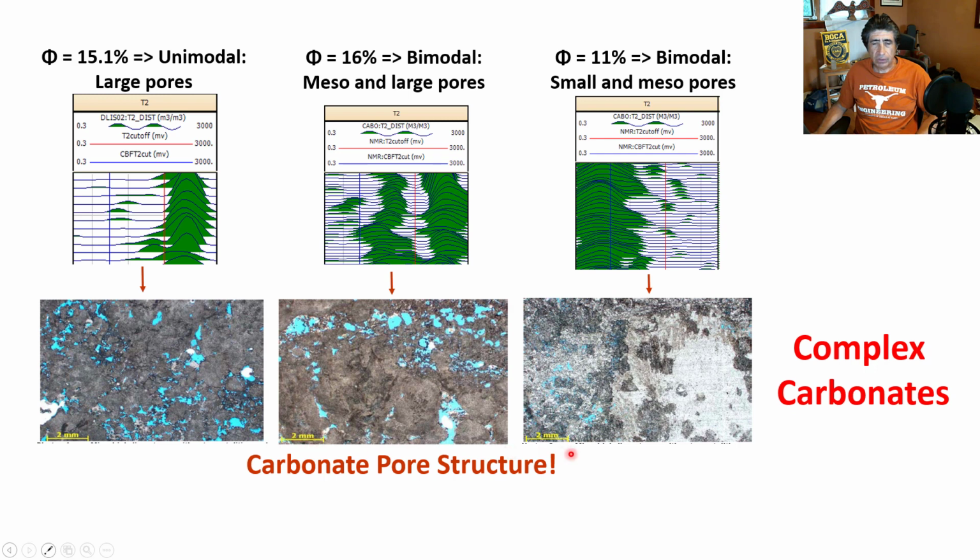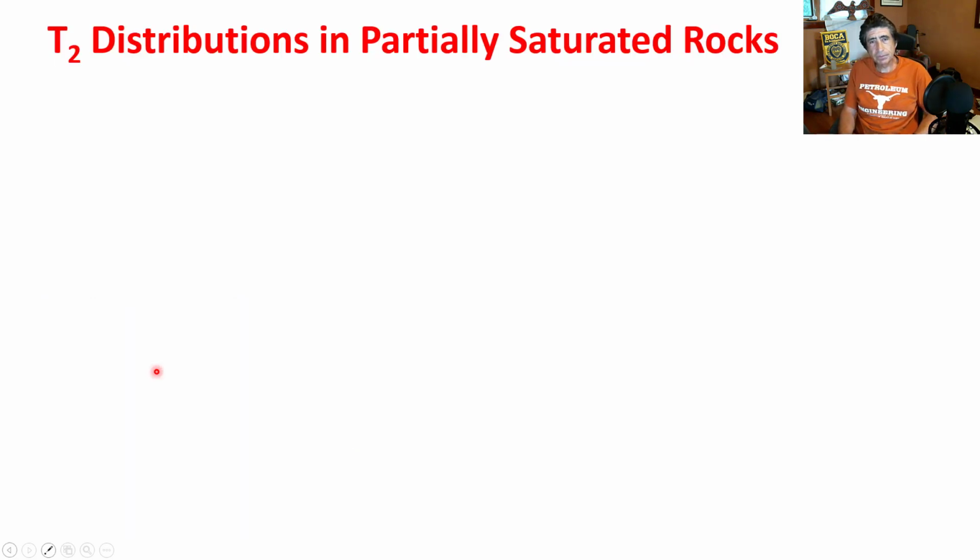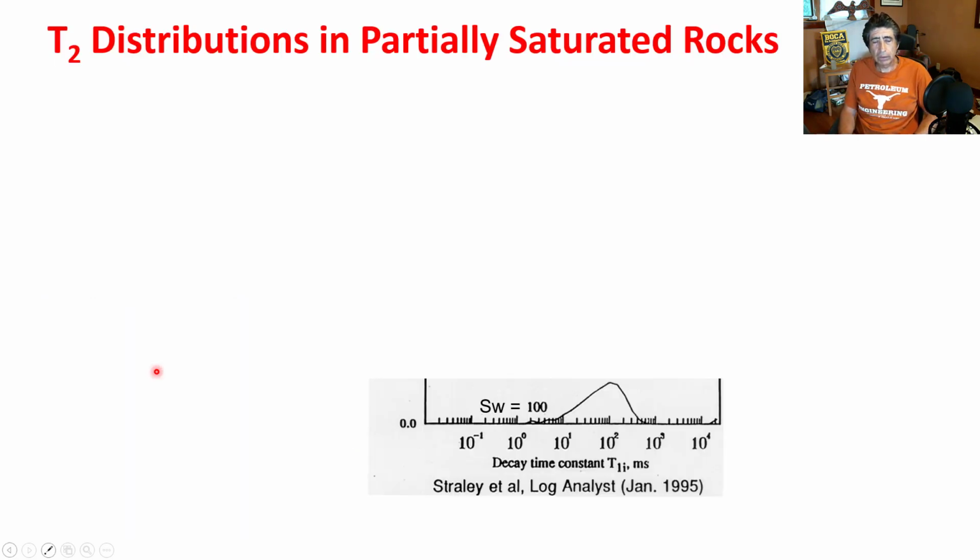Each of these yellow color scales is 2 millimeters. So here we have a rock with the smallest pore sizes, and here we have a rock with the largest pore sizes. So that's important to remember. I also want to remind you that the T2, the transverse relaxation distributions, could be a function of the fluids.